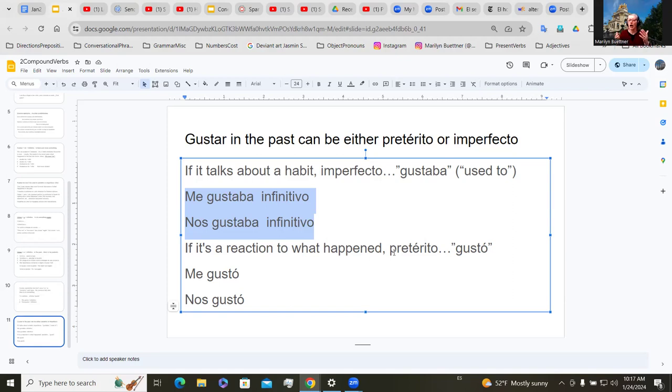Entonces, fíjense un poquito. Pay a little bit of attention because you will hear as you move on and hear different stories, and it's impossible for me to predict exactly where it will come up, but it will come up. Antes de, infinitivo, siempre, always. And this is a really common structure.